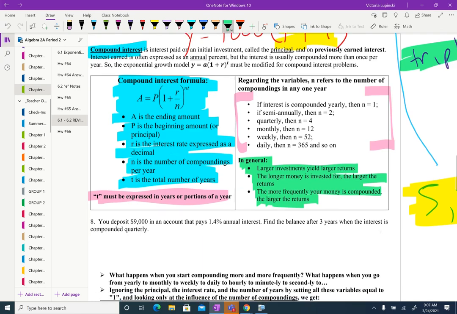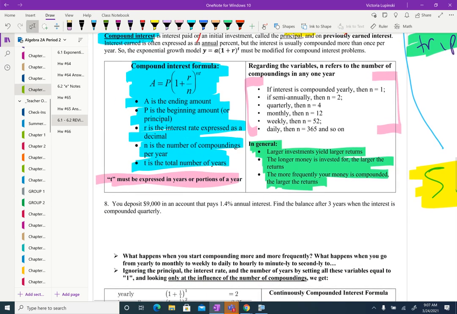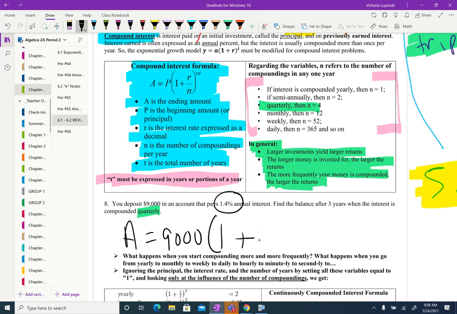And then what is it you're supposed to do with it? Well, you're supposed to answer a question like number 8. You deposit $9,000 in an account that pays 1.4% interest. Find the balance after 3 years if it's compounded quarterly. So if it's compounded quarterly, there are 4 quarters in a year, just like there are 4 quarters in a dollar. So you're going to set up A equals $9,000 times (1 plus, you're going to take this 1.4% and move the decimal point 2 to the left.